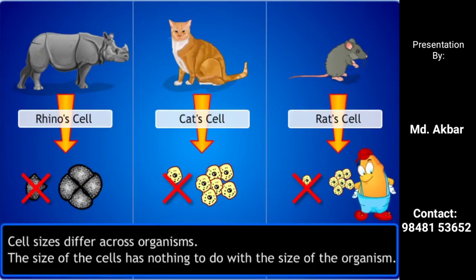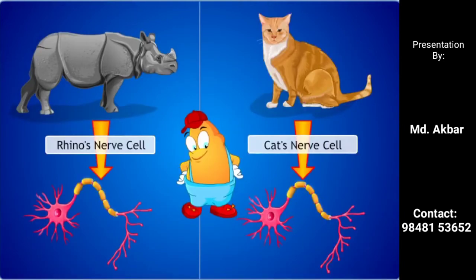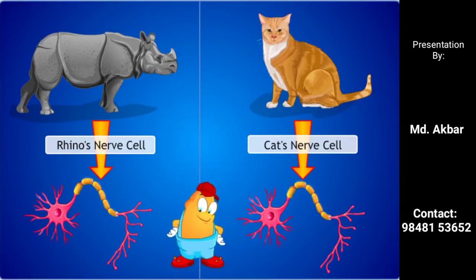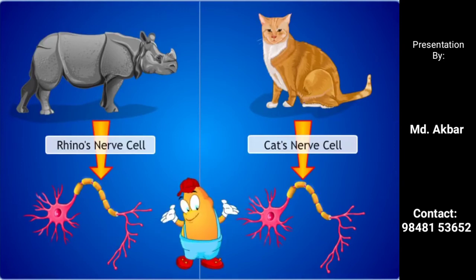However, the size of the cells has nothing to do with the size of the organism. The cells in a rhino's body may not be bigger than the cells in the body of a cat or a rat. In fact, the nerve cells in a rhino are very similar to those in a cat's body. In both cases, the nerve cells are long and branched and are involved in the transmission of messages.